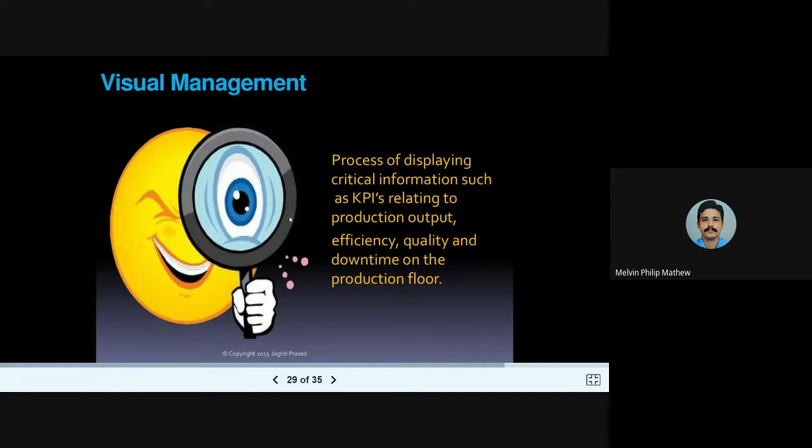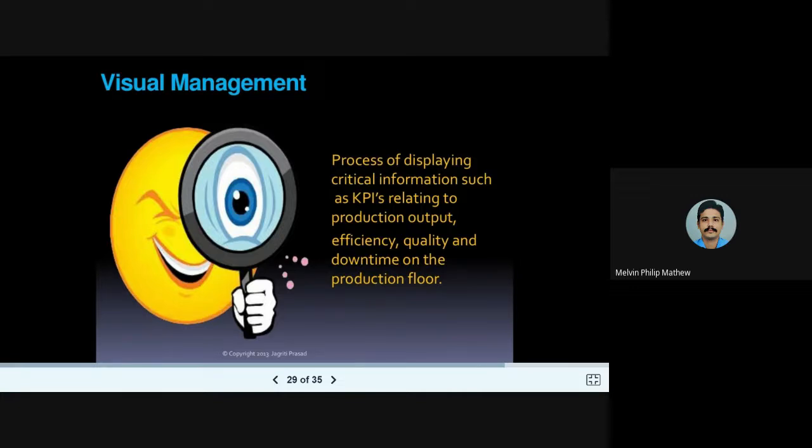They highlight some basic factors, and one is production output: how many products were produced, or how many products have to be produced. These all come under production output. Then comes the efficiency, based on the number of products produced per day. We will compare, maybe on day one it produced 100, day two 110, so day two has more productivity, so the efficiency is more on day two. These all come under visual management.